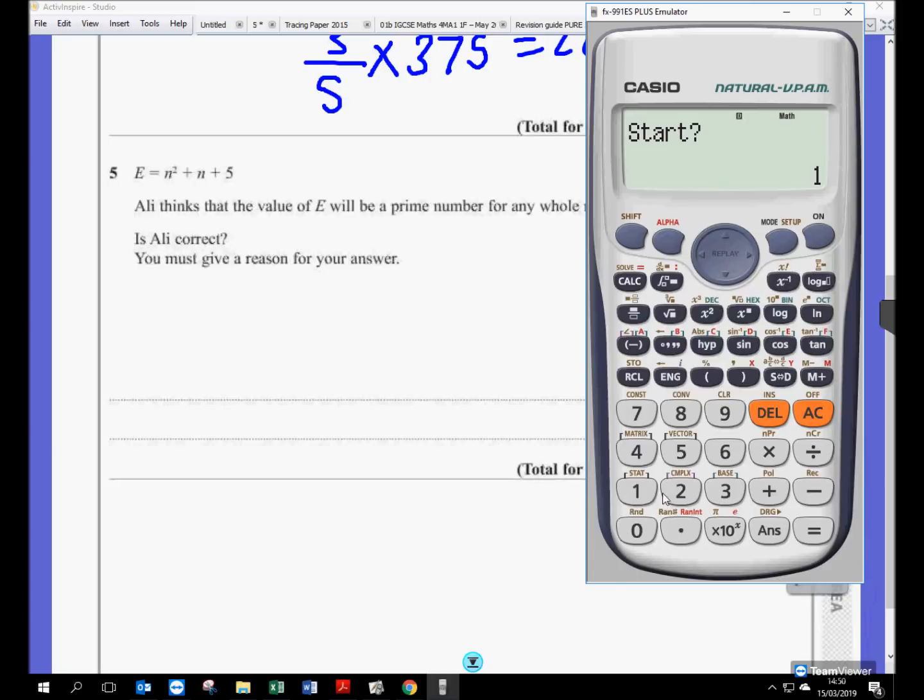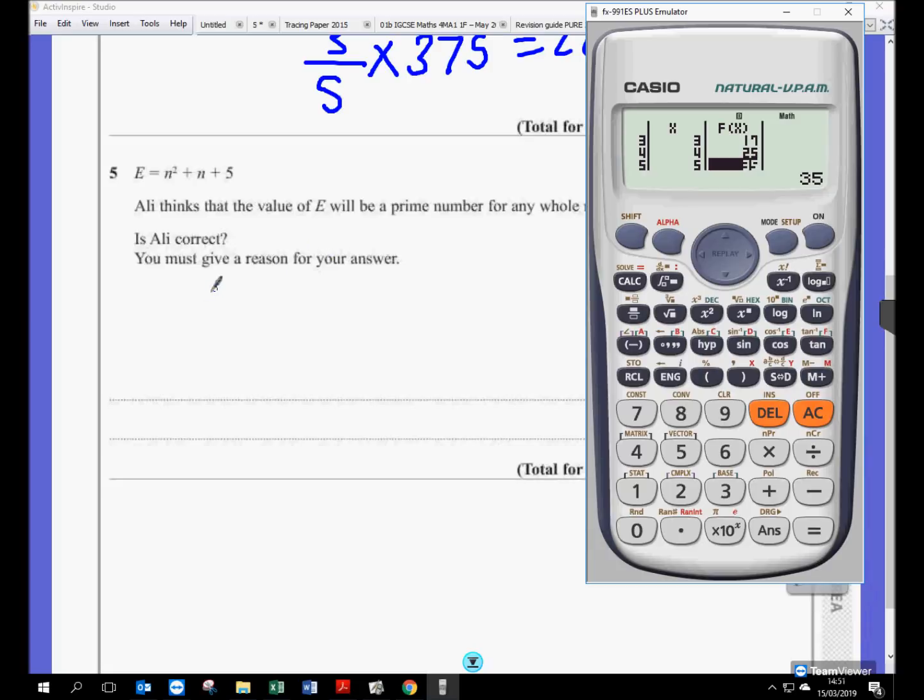For any whole number value of n, if we start at, say, 1 and end at a very high number, let's try 20. If you try too high, the calculator won't have enough memory to calculate it. Go in a step of 1, and as you can see, the numbers in the right-hand column, according to Ali, should all be prime. 7 is prime, 11 is prime, 17 is prime, 25 is not prime. So actually, Ali is incorrect. There are some values that you can substitute which will result in an answer which is not prime.